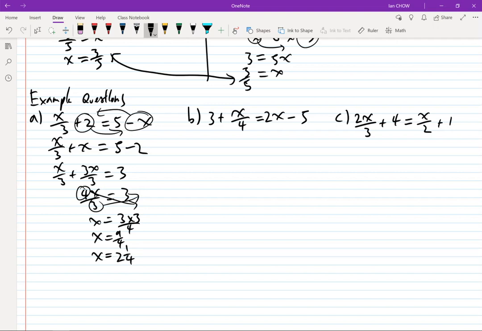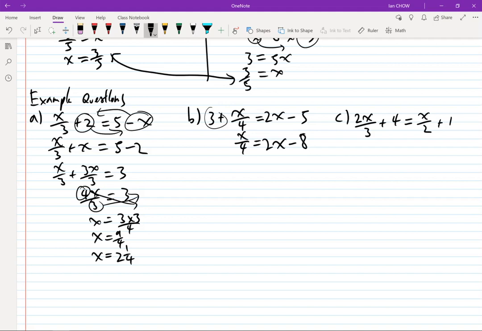2 and a quarter. Then for b, what I'm going to do is I'm just going to send my 3 to the other side. I'm going to show you with the other method. So I have x over 4 is equal to 2x minus 5. And then when the 3 goes over, it's minus 3. So minus 5 and minus 3 can combine together to become minus 8.